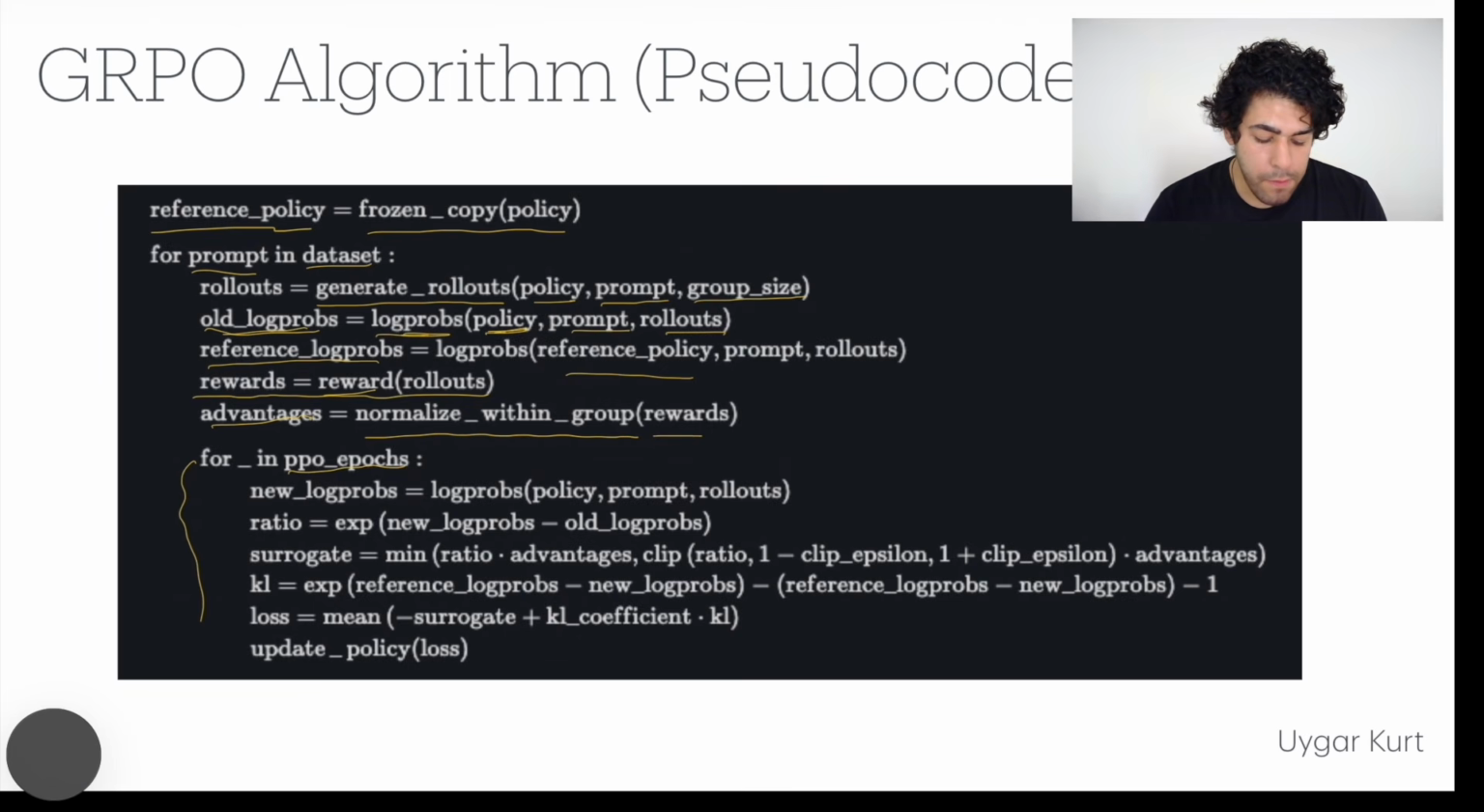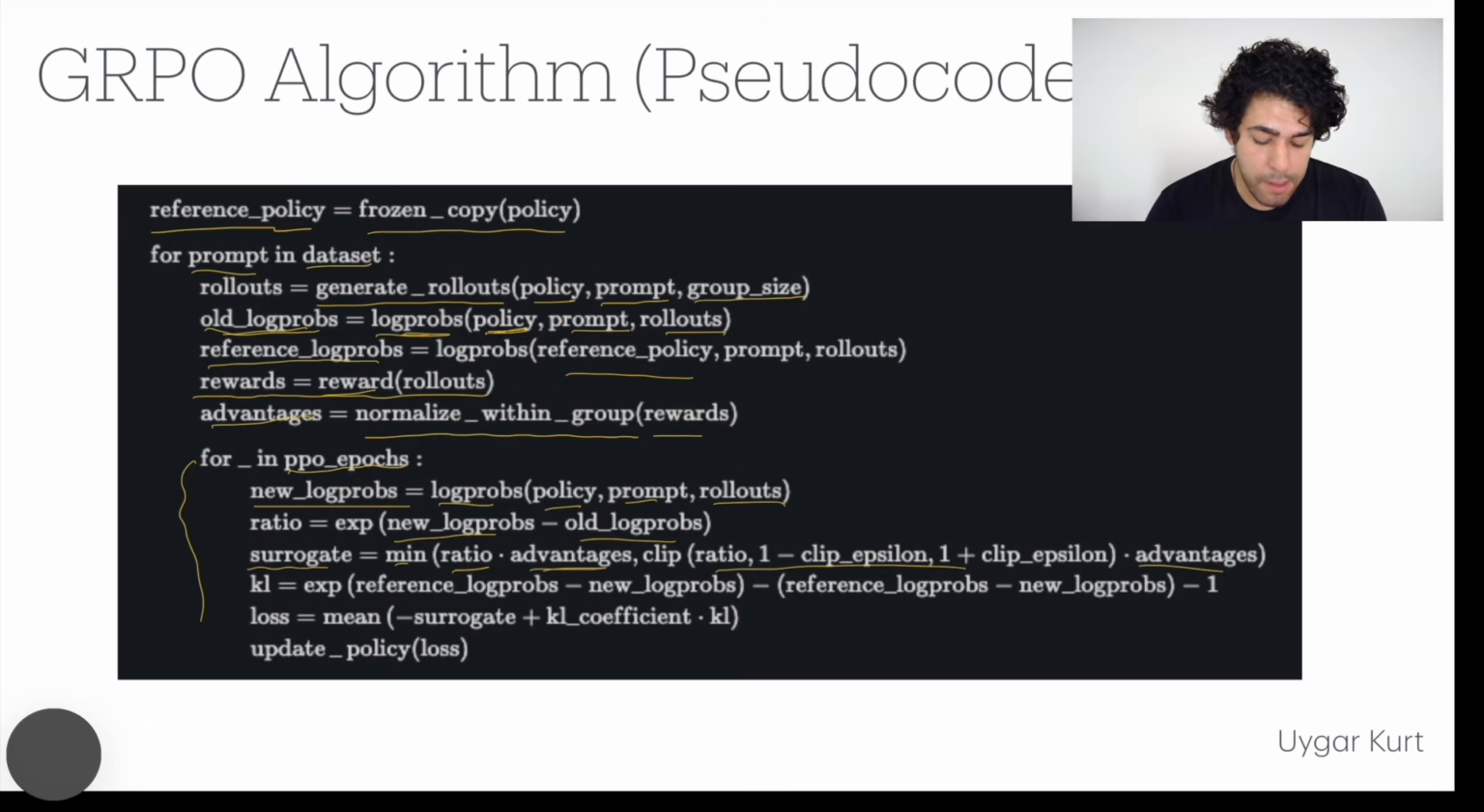Each time you will calculate the new log probabilities. Initially this will be equal to your old ones because you haven't done any update on the model. Again, the same function, log probabilities, which has policy, prompt, and rollouts. And then we calculate the ratio, which we discussed. That is exponential of new log probs minus old log probs, 100% the same formula. And then we get the surrogate function, 100% the same formula. We multiply ratio by advantage, and then we multiply their clipped versions and then get the minimum.